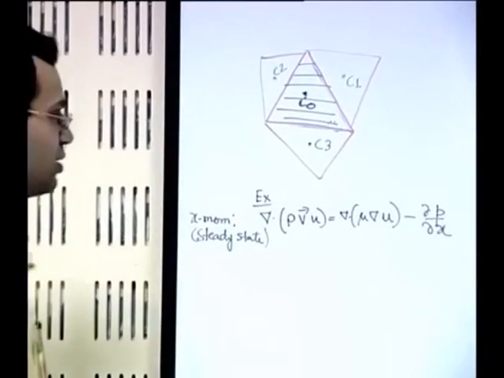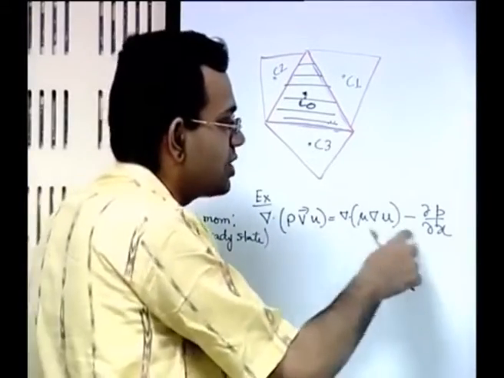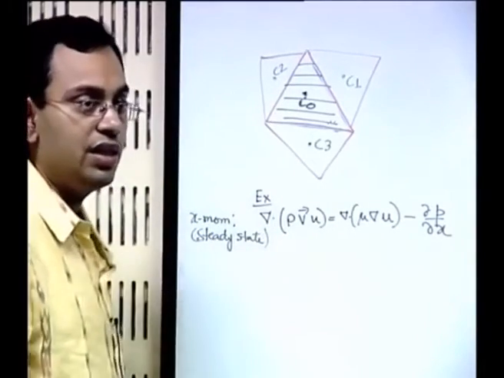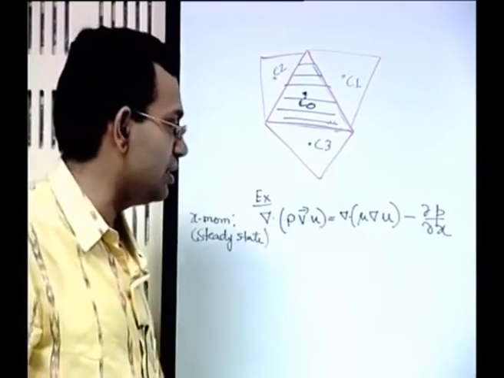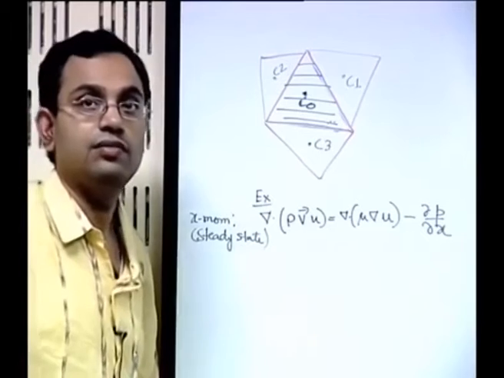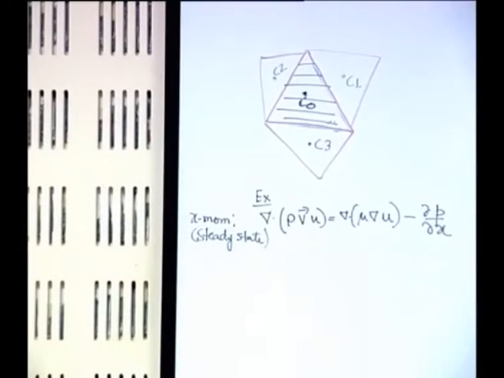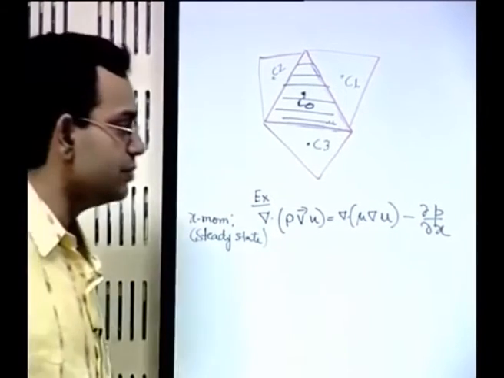So let us say that we want to solve the x momentum equation, where u is the x component of velocity, p is the pressure, mu is the viscosity, and V is the velocity vector, for which u is just a component along x, v is a component along y and w is a component along z.